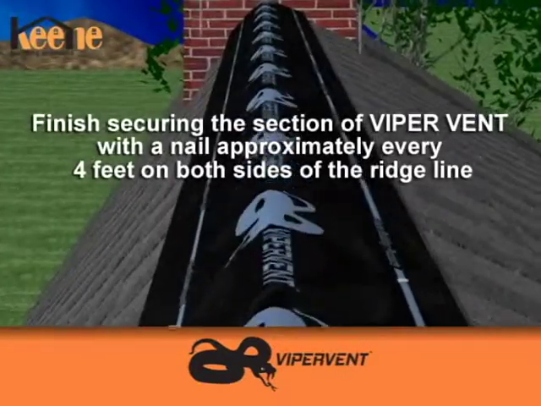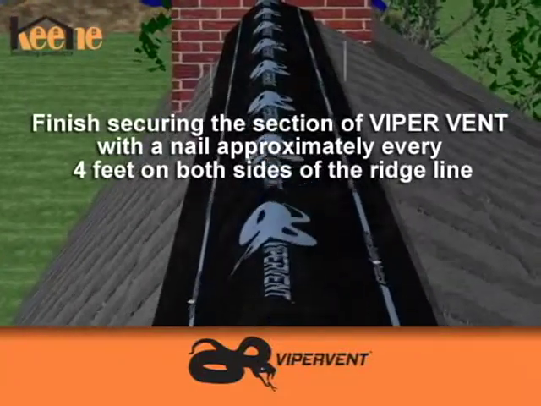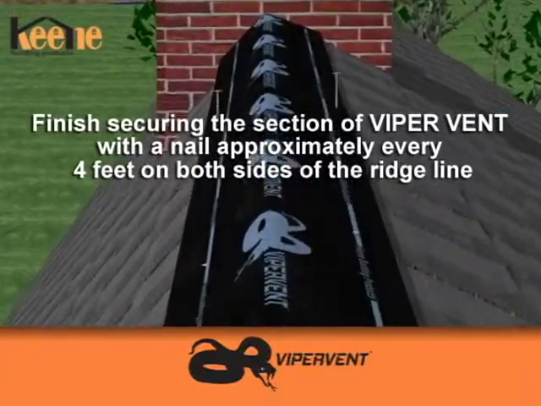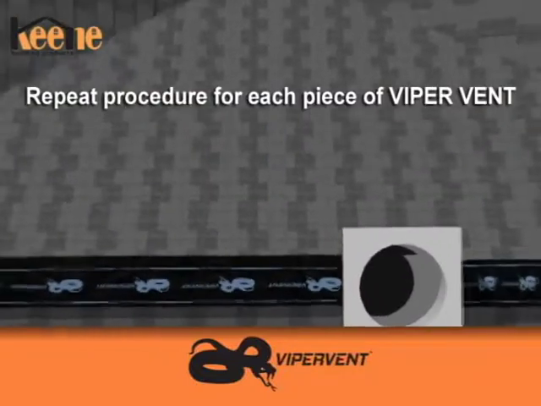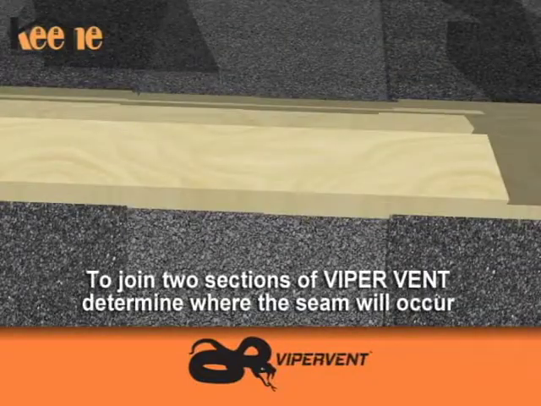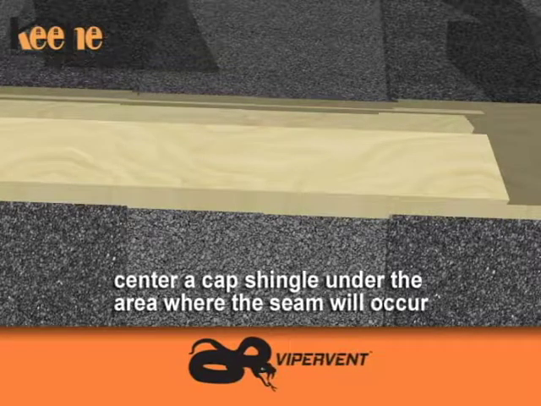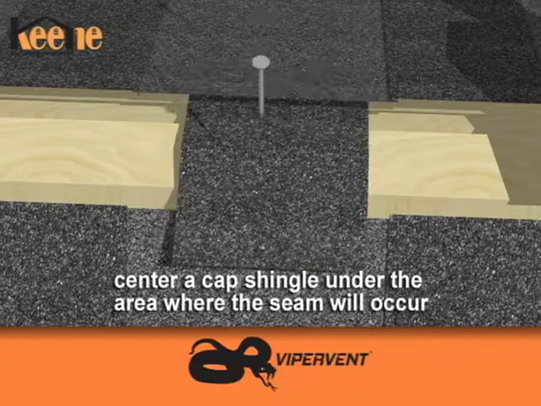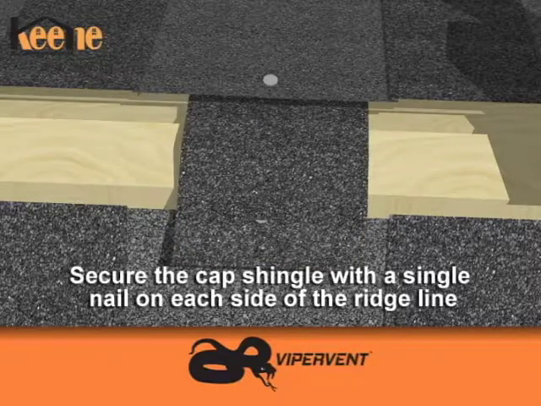Finish securing the section of ViperVent with a nail approximately every 4 feet on both sides of the ridge line. Repeat procedure for each piece of ViperVent. To join 2 sections of ViperVent, determine where the seam will occur. Center a cap shingle under the area where the seam will occur. Secure the cap shingle with a single nail on each side of the ridge line.